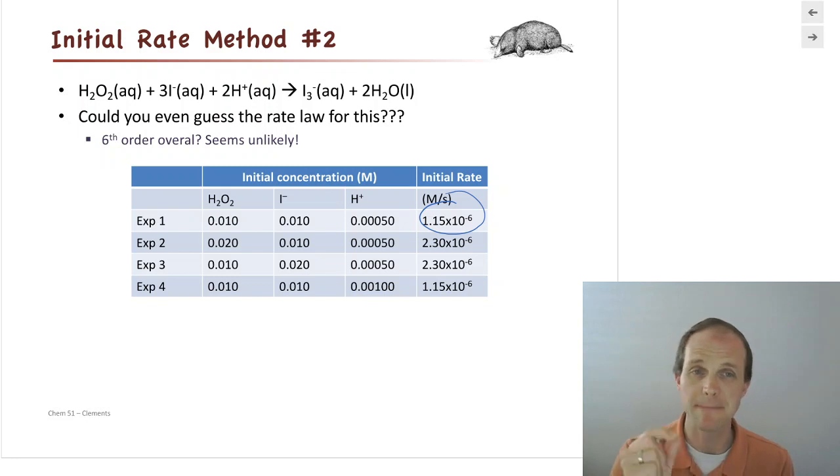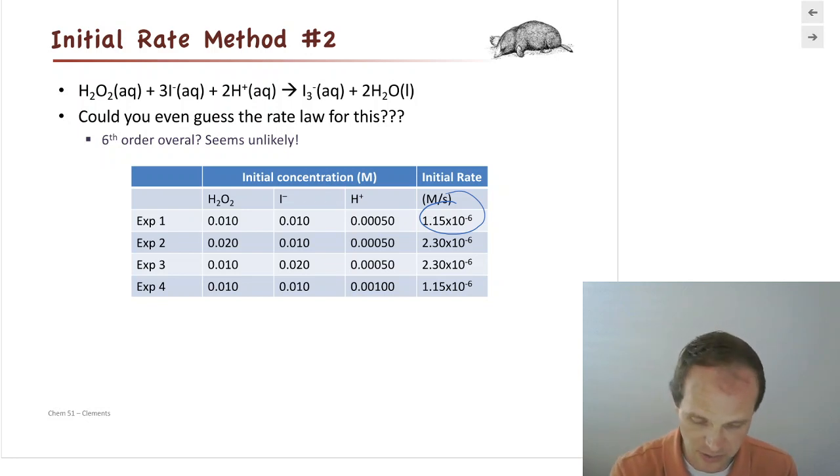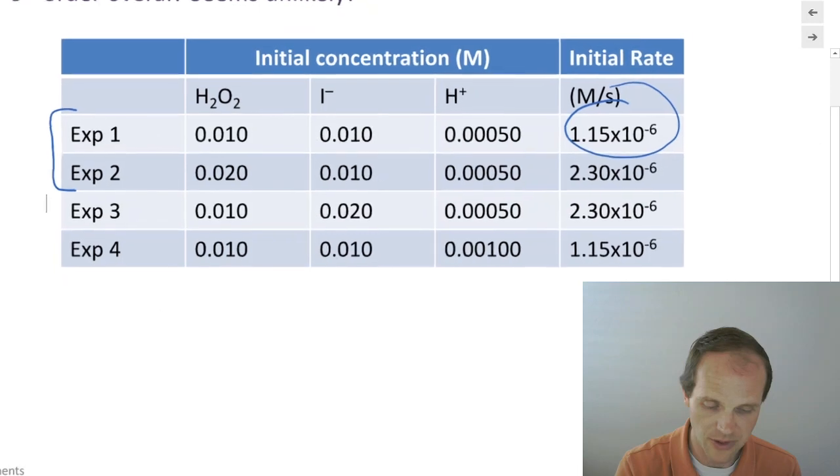You're always comparing pairs of experiments. And the goal is to find a pair of experiments where only one thing changed. There always will be one, where only one thing changed. So let's just look at experiment 1 and experiment 2 to begin with. We're going to blow those up here.